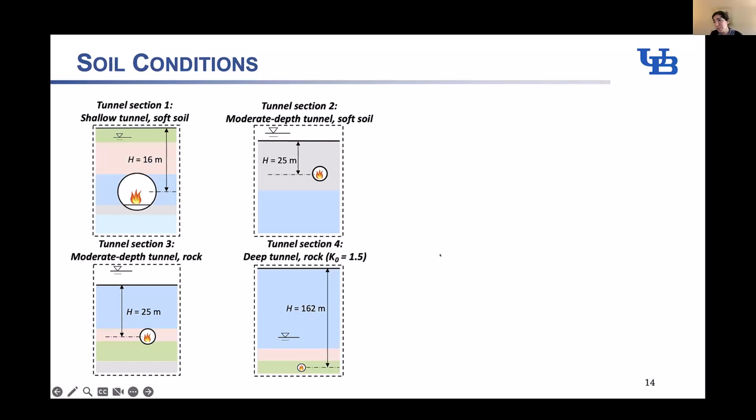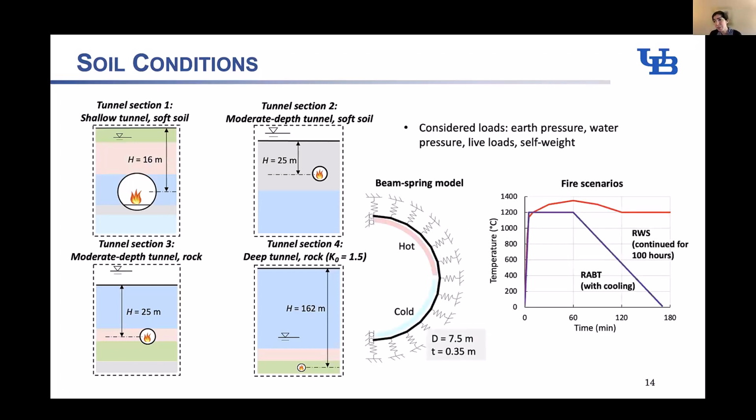These 4 tunnel sections were modeled in SAFIR. This time we used beam spring models, where the reinforced concrete liner was modeled using beam elements, and the subgrade was captured by a series of spring elements. Only half of the structure was included in the model using symmetric boundary conditions.